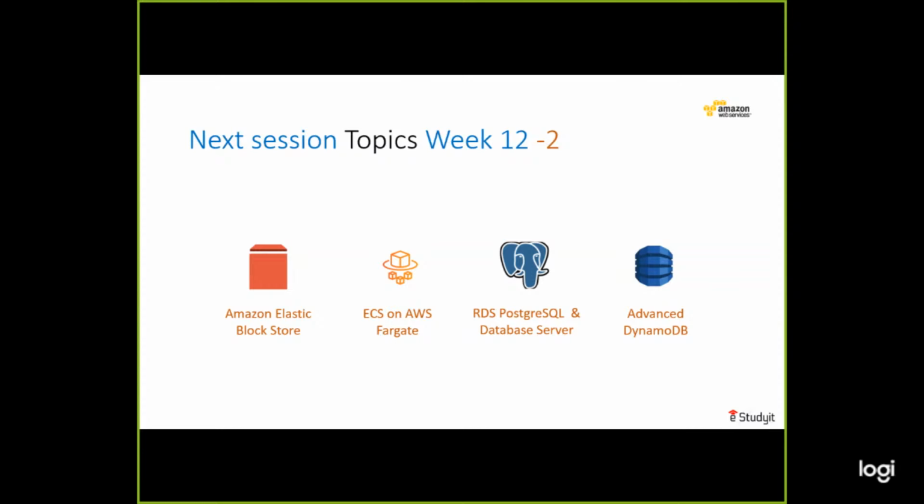And we're going to conclude with these four topics, which are our last topics on the Cloud Practitioner. We're going to talk about Amazon Elastic Block Store, the difference between S3, EFS and EBS. And we're going to introduce you to one of the new topics, called ECS, Elastic Container Service on Fargate. And we'll mention RDS, the managed database tool, and use it as a database service. We're going to tackle a little bit of advanced DynamoDB before we conclude this course.